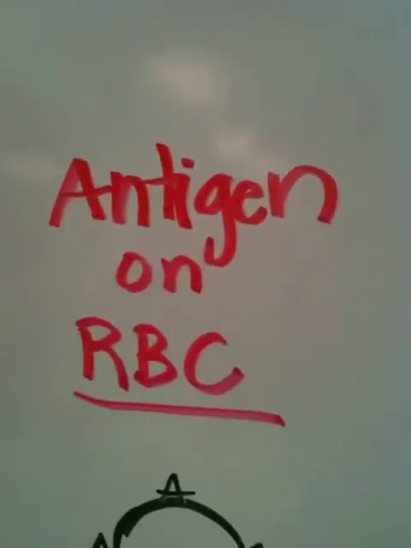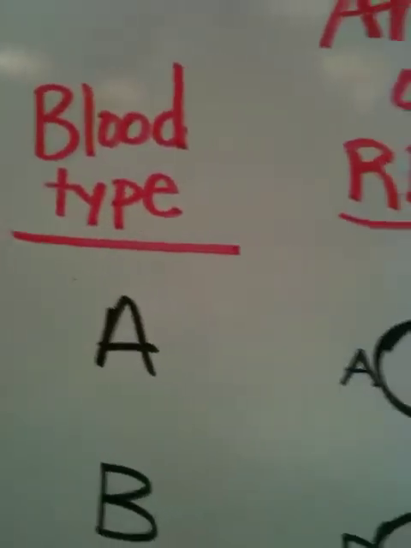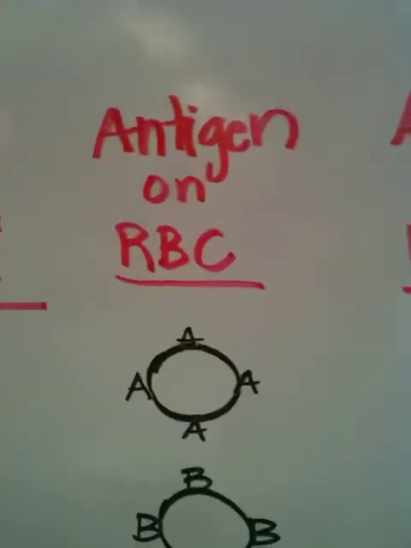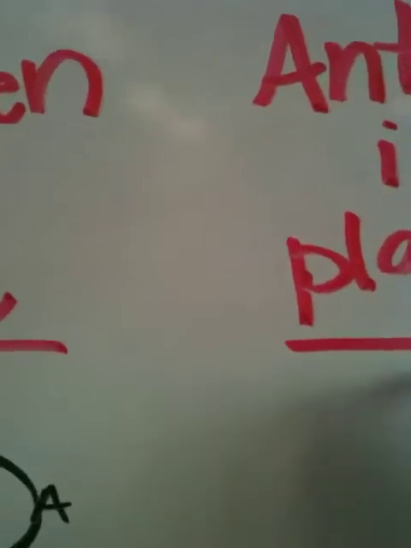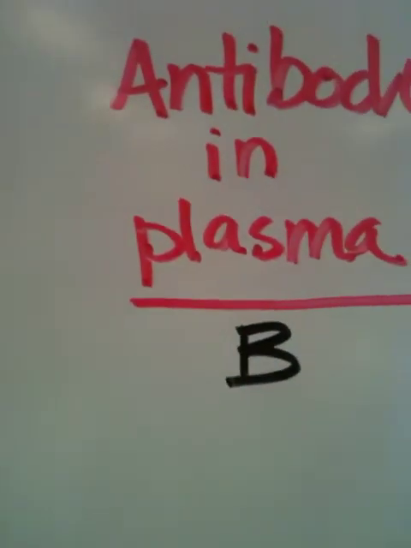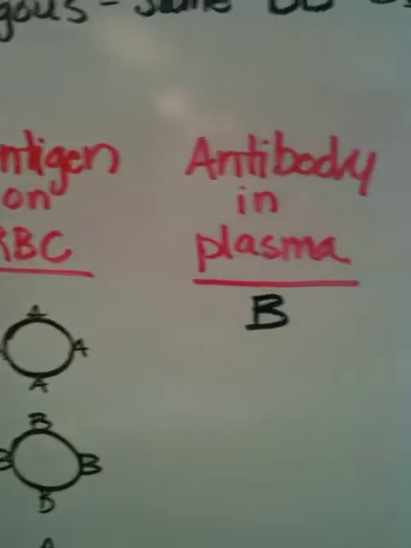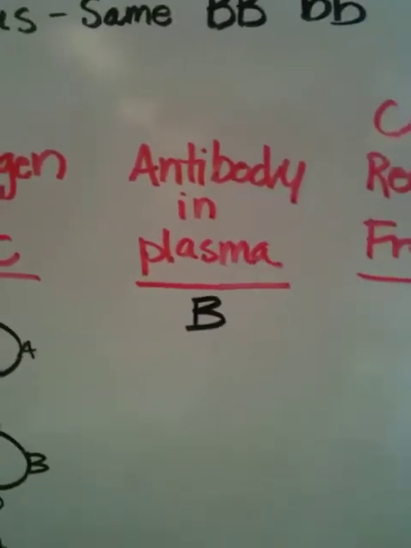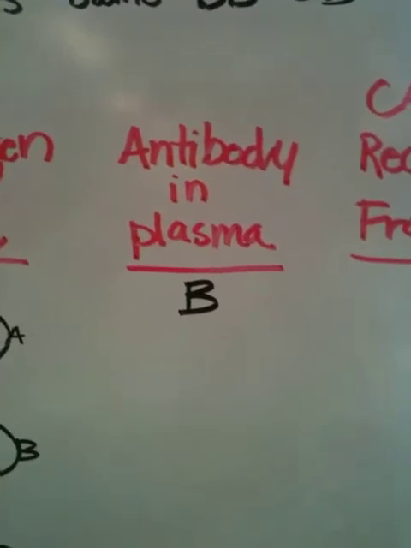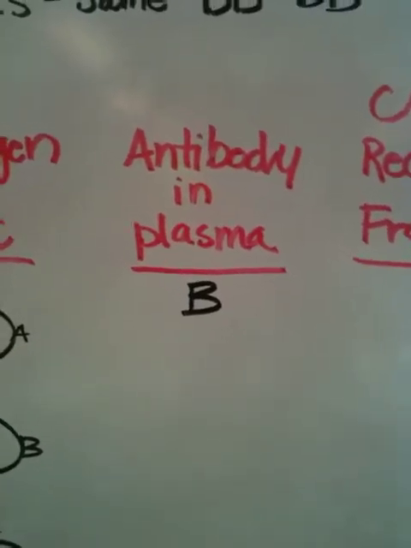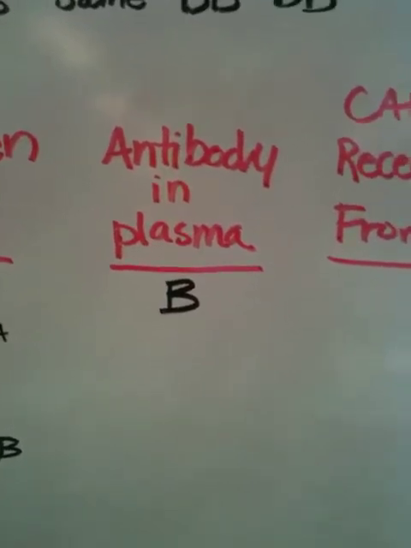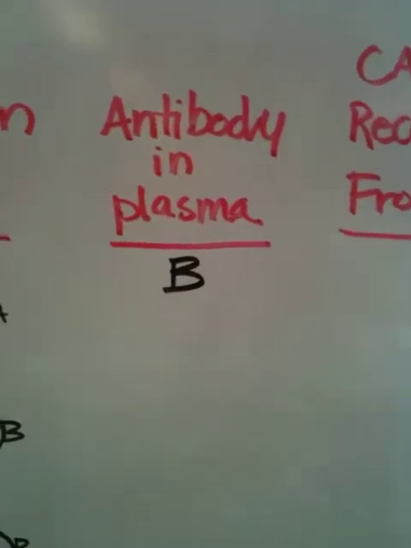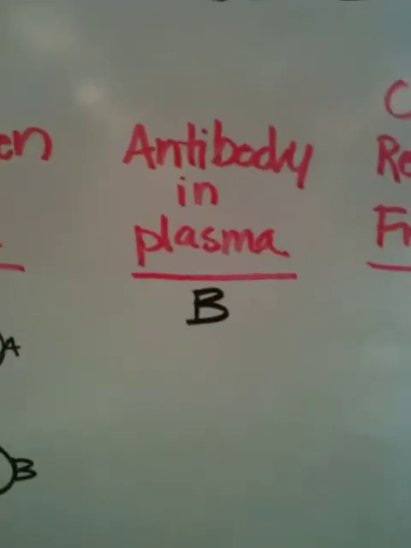Okay. Now we're moving on to the antibodies in the plasma. Remember, this was the antigen on your red blood cell. If you have type A, then you had little A's. Now, the thing about type A blood is your body says, we don't want any B's in here. So they make an antibody that hangs out in your plasma just looking for a B. And if it sees a B, it's going to latch onto it and basically clot. And you do not want blood clots in your vessels.